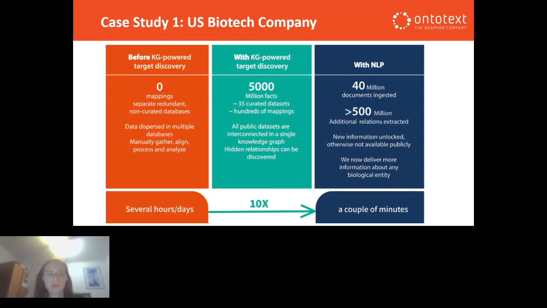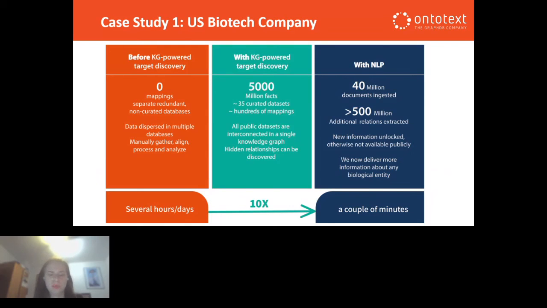They didn't use any central database, so they were just going to each of these databases like UniProt and PubMed and clinicaltrials.gov separately. They had to manually gather all of this data, align it, process it, analyze it, and share it internally with the team.